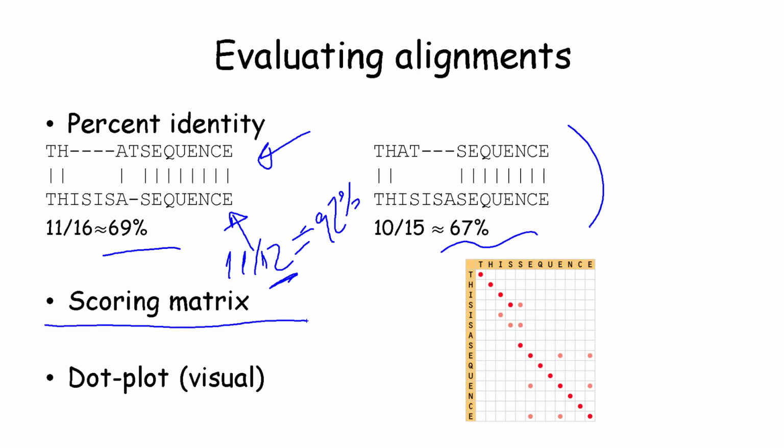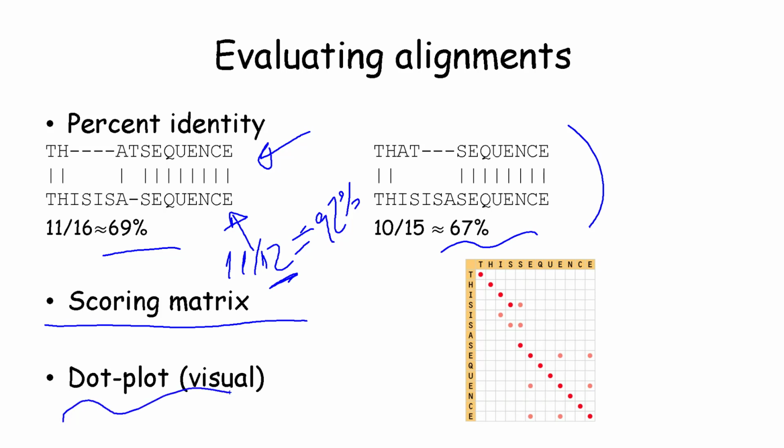Scoring matrix is an extension of percent identity where instead of having all pairings scored equally, we give higher scores to some pairs of characters and lower scores to others. We'll discuss scoring matrices in more detail later.